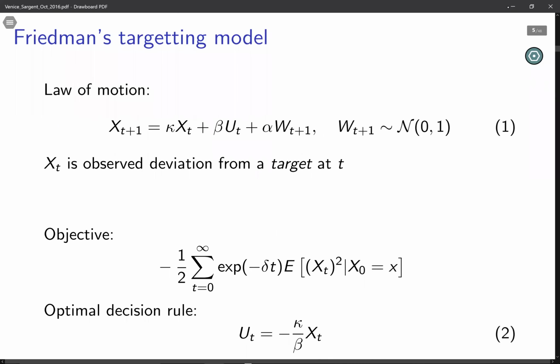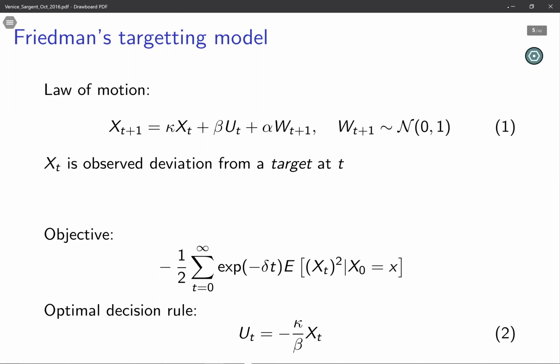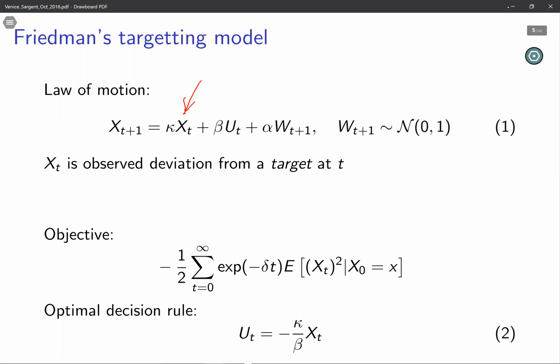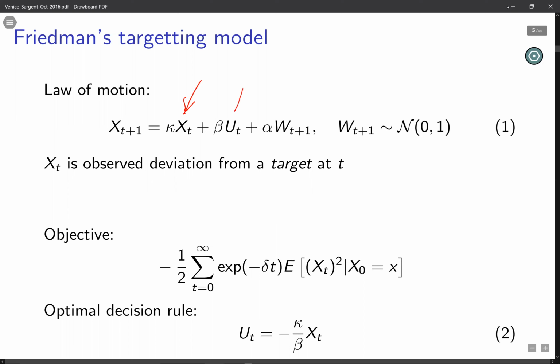So I'll show you our version of Friedman's model. It's what we call a targeting model. There's going to be a law of motion for this object X. What x_t is, is an observed deviation from a target. There's some target variable, Friedman said. You can think of it as output minus, quote unquote, full employment output. A number of things it could be. It's a scalar. It's observed at time t. It's fixed and known at time t. There's a control, a government decision variable, that can affect X next period. That's the idea.